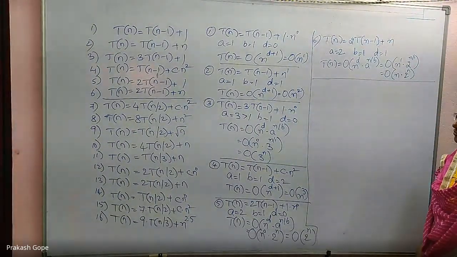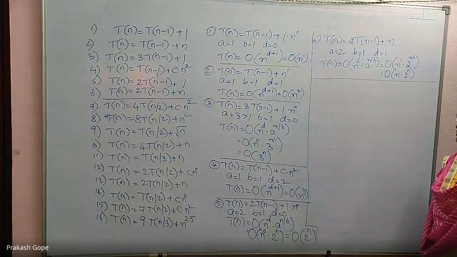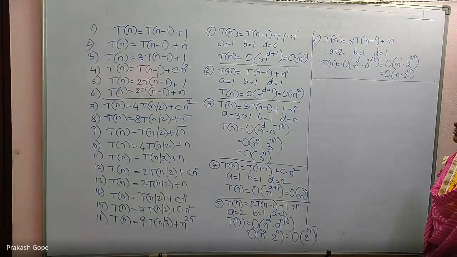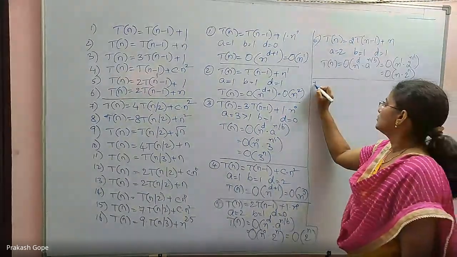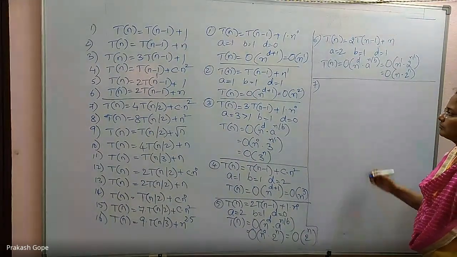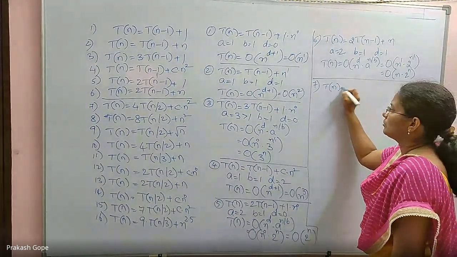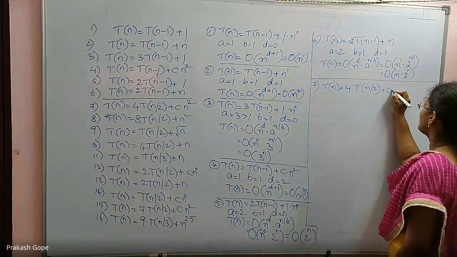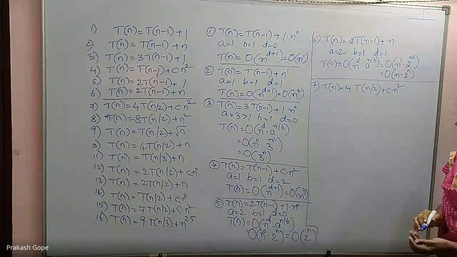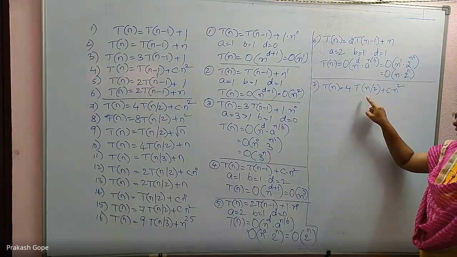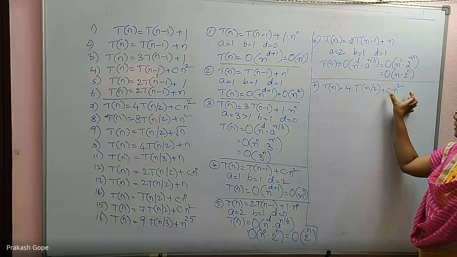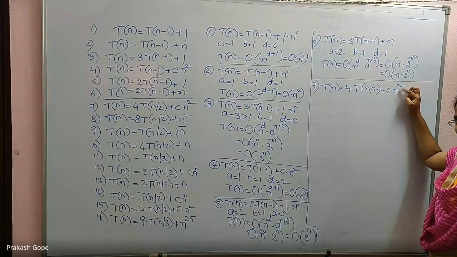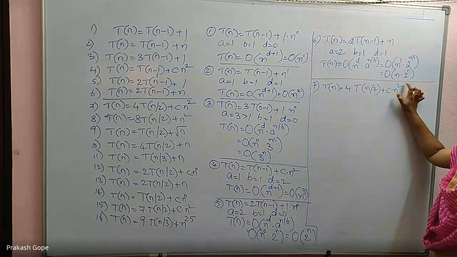Okay, 36th question. Seventh. T of n is equal to 4 into T of n by 2 plus C into n square. Now you see, this is divide, n by 2, divide and conquer case. And this f of n is in n power d format. It is in the form of polynomial. So n power d, D is the highest power. Highest power is 2.